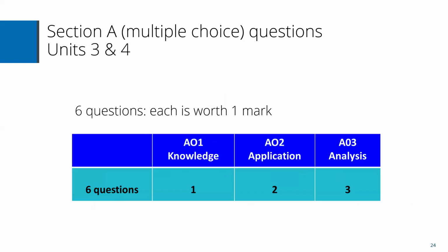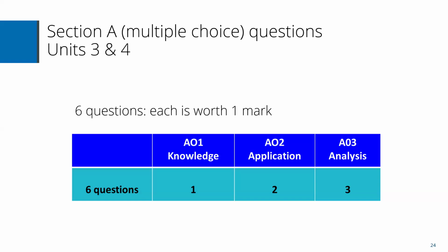Units 3 and 4, as I said earlier, also have multiple choice questions in section A, but this time analysis, AO3, is present for some of the questioning. So only one of the multiple choice questions will be that AO1 concept knowledge required. 2 of them will be for AO2 application, but 3 of those questions will be targeting AO3 analysis. So the analysis side of it is where we're looking for that impact, that link.